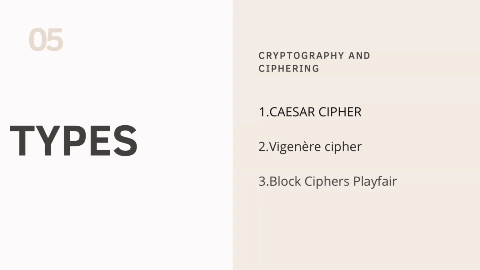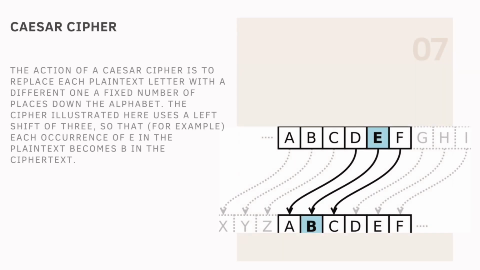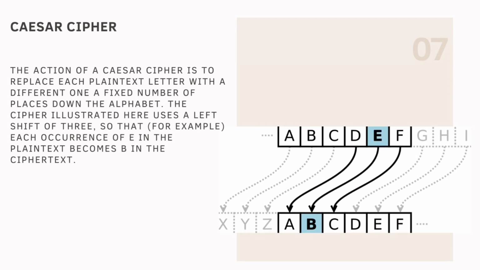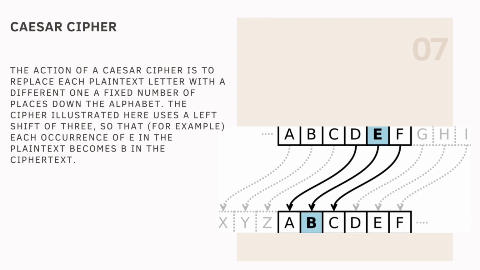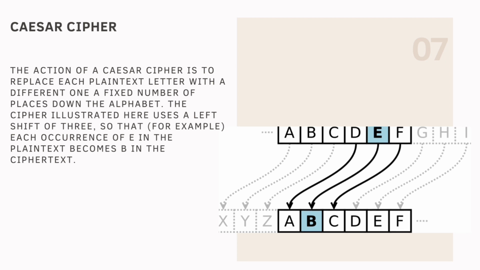Caesar cipher. The action of a Caesar cipher is to replace each plain text letter with a different one a fixed number of places down the alphabet. The cipher illustrated here uses a left shift of 3, so that, for example, each occurrence of E in the plain text becomes B in the ciphertext. The transformation can be represented by aligning two alphabets. The cipher alphabet is a plain alphabet rotated left or right by some number of positions.